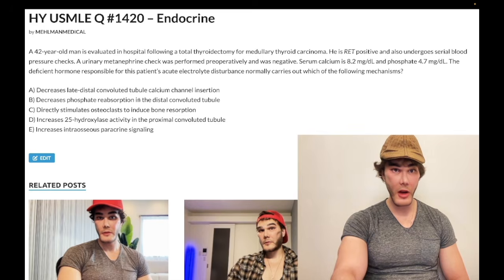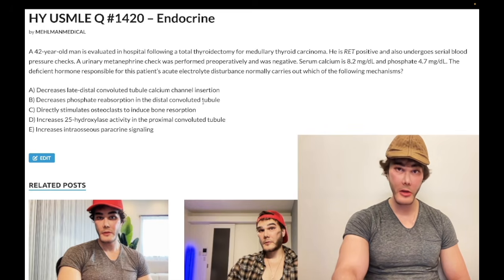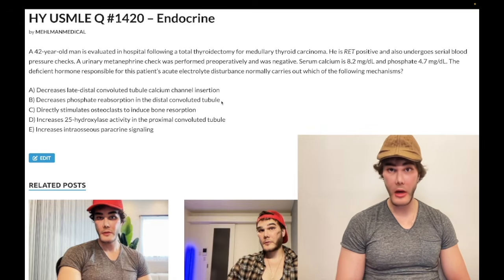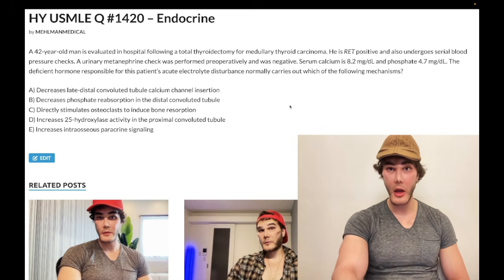Choice B, decreases phosphate absorption in the DCT. Wrong answer. As I just mentioned, PTH is going to decrease phosphate reabsorption in the PCT, not the DCT. It matters. USMLE cares. We're talking basic physio here, first year med student stuff. Wrong answer.